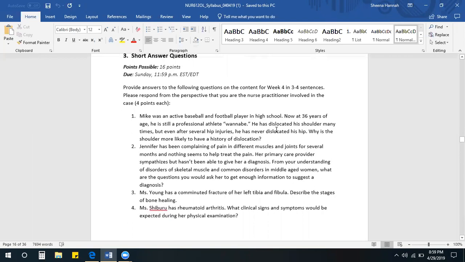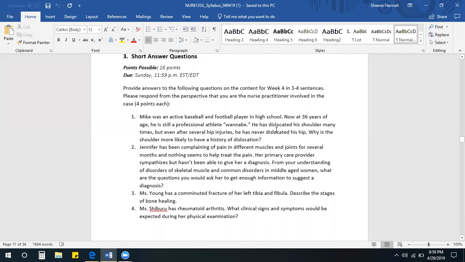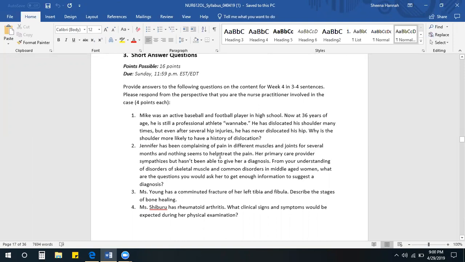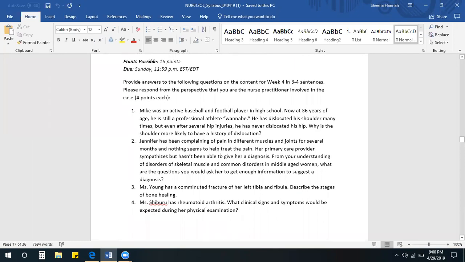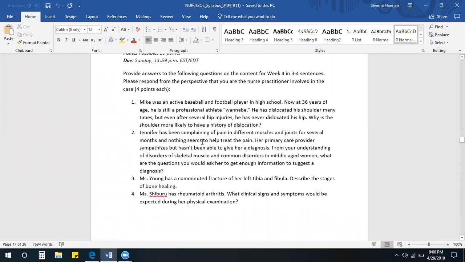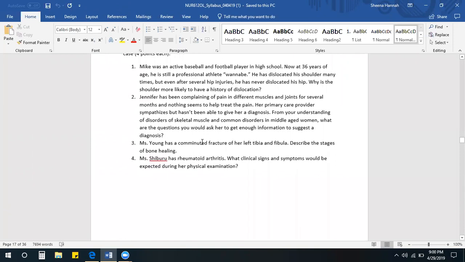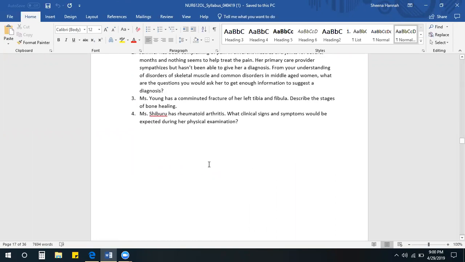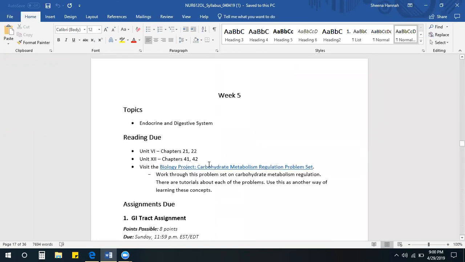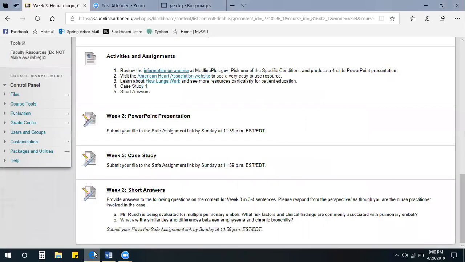Then we also have a short answer question assignment, also due by Sunday, worth 16 points. This is kind of self-explanatory, what we've been doing in the previous weeks. You'll need to answer these questions, as always, in APA style, with reference page, running head, page numbers, and scholarly writing. That finishes out week 4.